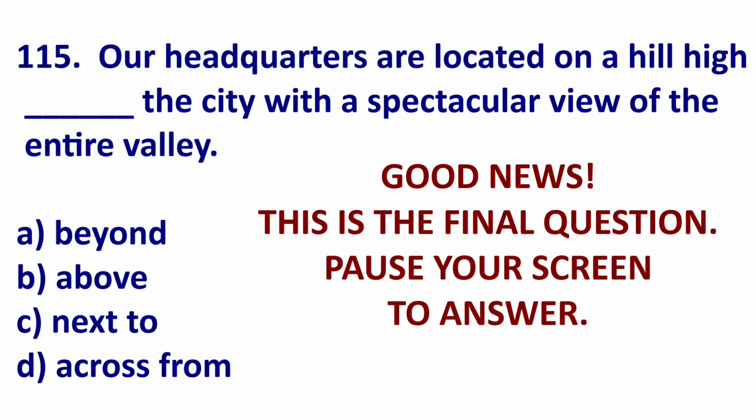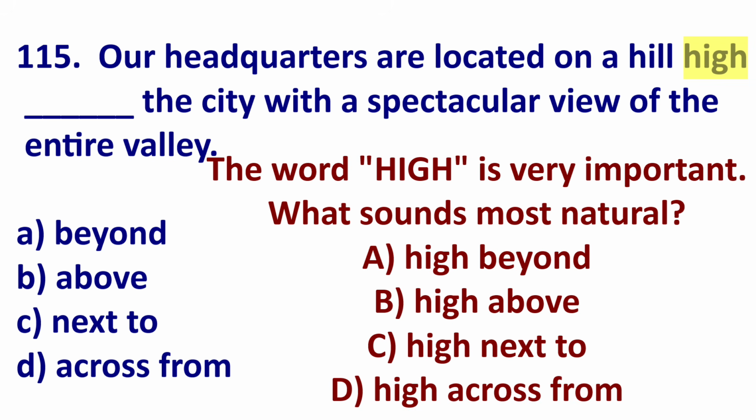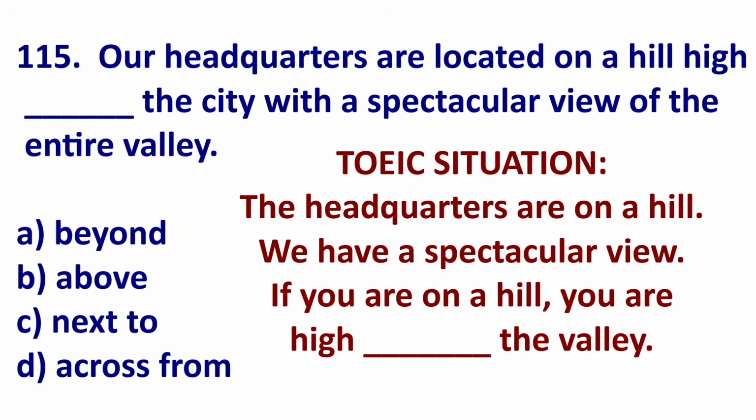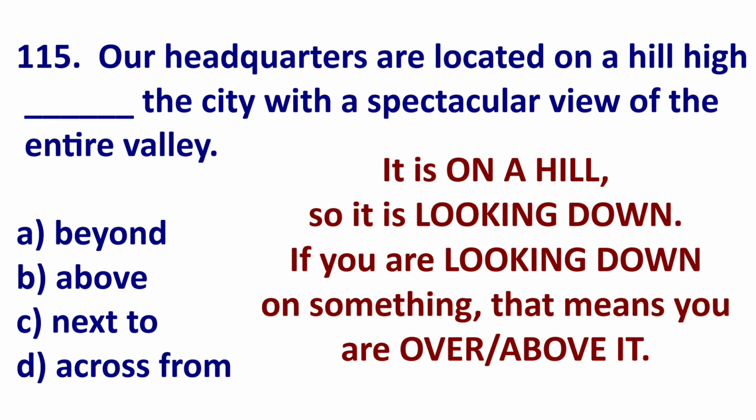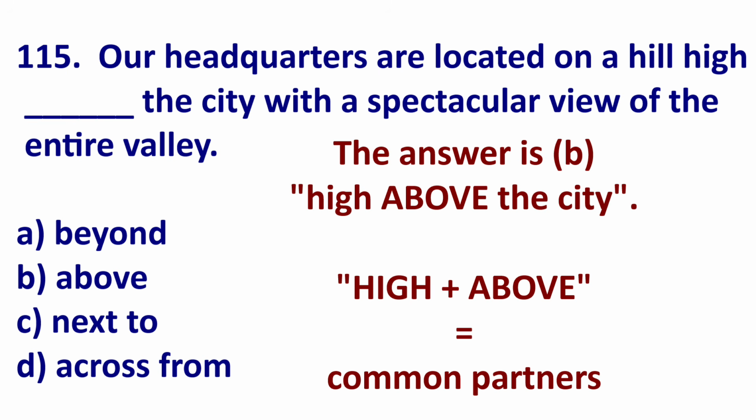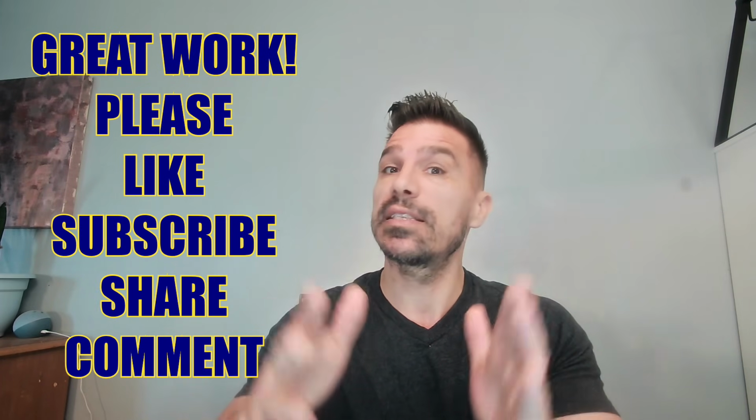All right, let's look at 115, last question. Speed TOEIC is fast. This question is about collocations. We see that we have the word high before the blank. Now, if we think of the situation, our corporate headquarters is our main office. So this is located on a hill high the city with a spectacular view. So we are looking down on the valley. We are looking down on it because we are high. So the best answer is high above. We will not use high beyond, high next to, high across. It is a collocation.